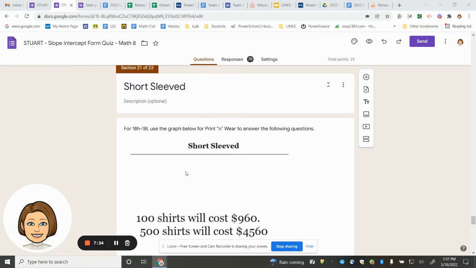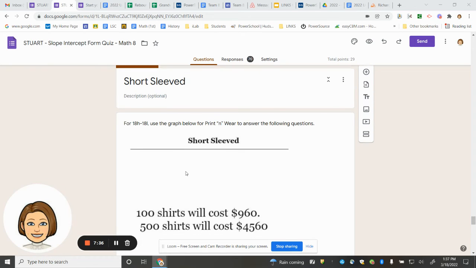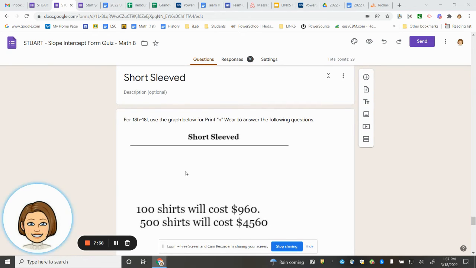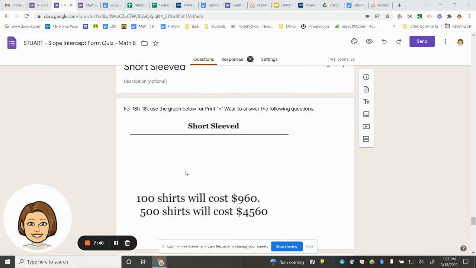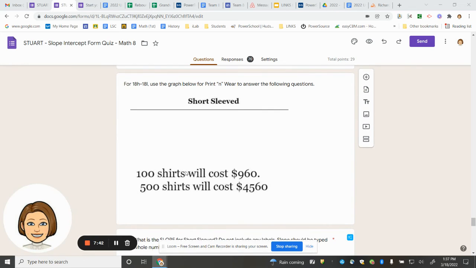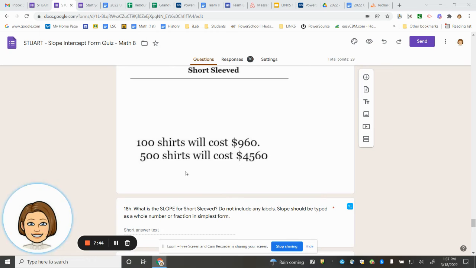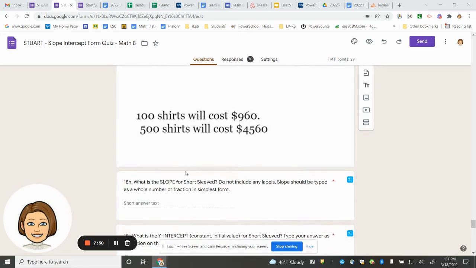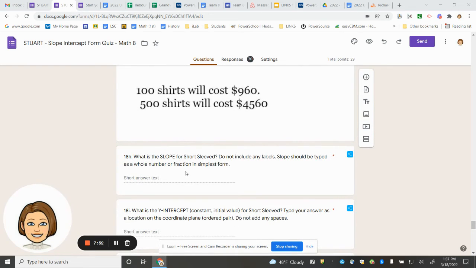Short-sleeved company, for 18H through 18L, use the graph below for Print and Wear to answer the following questions. Actually, this is the short sleeve, so use the 2 points. So you should have the point 100, 960, and the other point is 500, 4,560. 18H, what is the slope for short-sleeved? Do not include any labels. Slope should be typed as a whole number or fraction in simplest form. So use carets to find slope from these 2 points.